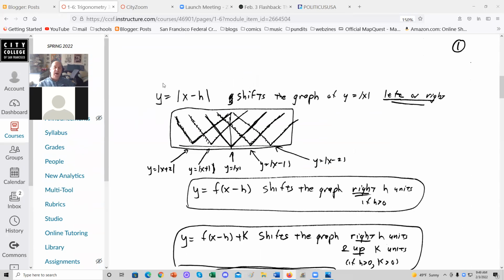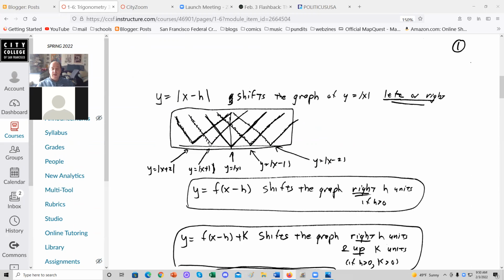Now, here we have y equals absolute value of x minus h, where the minus h is inside the absolute value sign. That'll shift the graph left or right. So here's y equals absolute value of x. Now here, watch out, y equals absolute value of x minus 1. Here the minus 1 delays it by 1 unit, so it moves it 1 unit to the right. Here's y equals absolute value of x minus 2. That delays it 2 units, so it's shifted 2 units to the right.